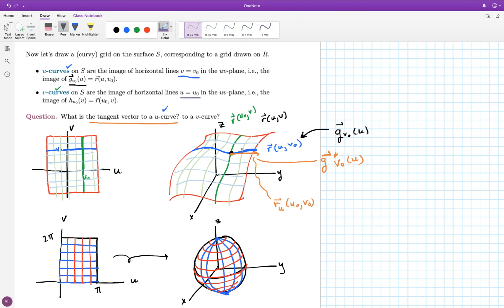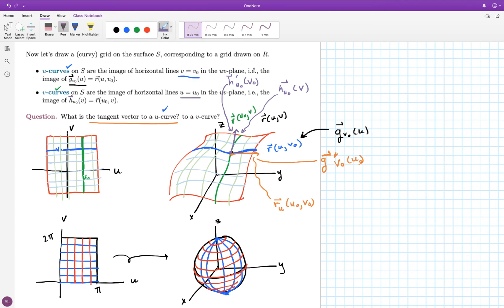So if I come over to the picture and I ask, okay, well, what about a tangent vector to that curve? Well, since u is being fixed at u naught, I can imagine that curve as a one-parameter vector function, so h u naught of v, and the tangent vector is going to be the derivative of that. So as a one variable function, that tangent vector is h prime u naught at v naught.